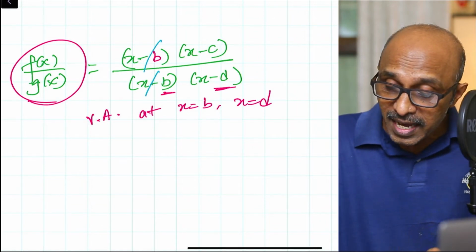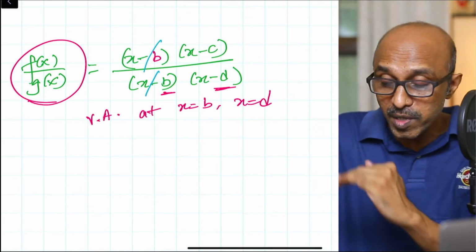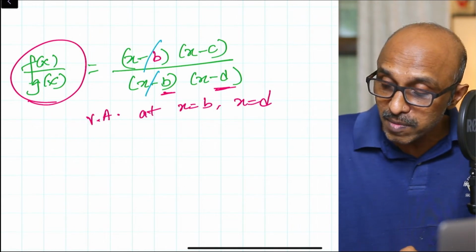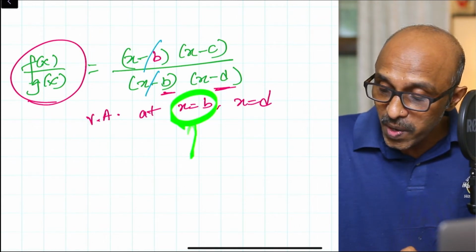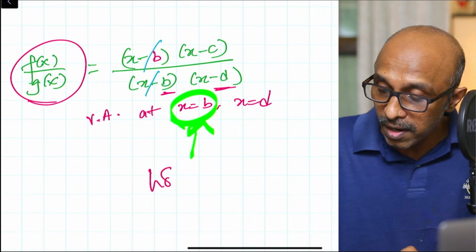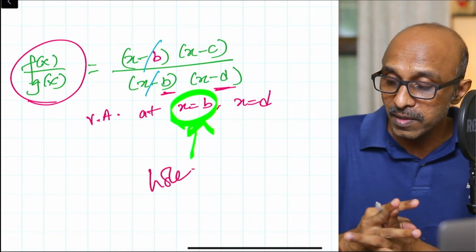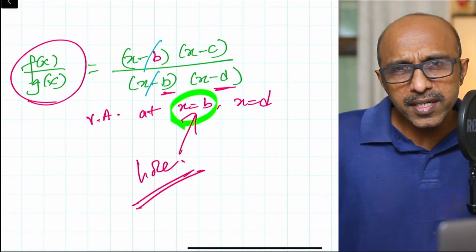So if you have a case like x minus b, the same factors on the numerator and the denominator, you're not going to have a vertical asymptote at x equals b. That's where you will have a hole, the factor that cancels off, all right? So let's take an example to understand this better.